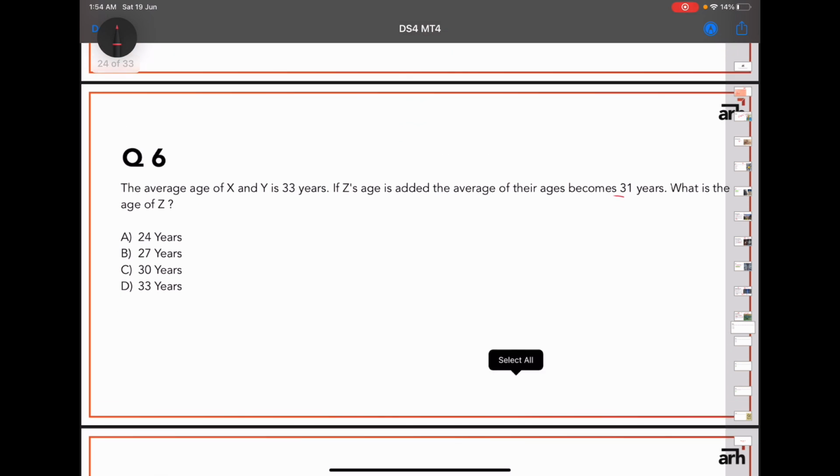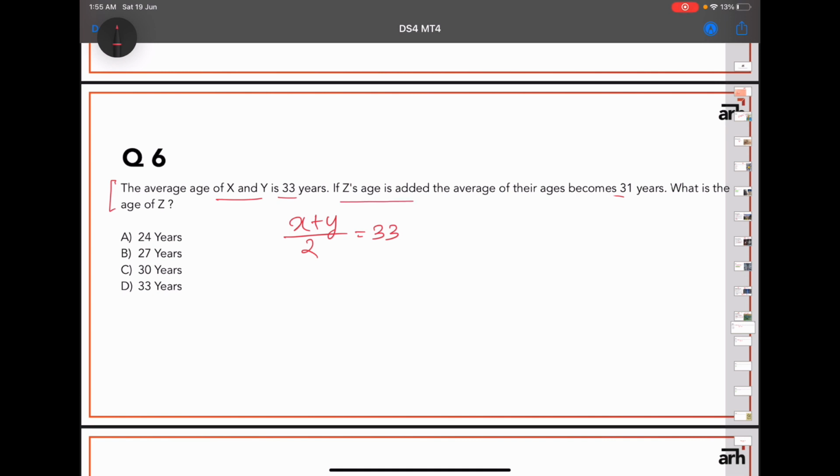Question number 6 is a very simple question. It's based on average. So you have X and Y whose average age is 33. So we have talked about average as well. It's sum of observations upon number of observations. So average is sum of observations upon number of observations. So if you see, X plus Y, the total age, upon 2, because X and Y are 1 and 2, right, is equal to 33. So the question says the average age of X and Y is 33.